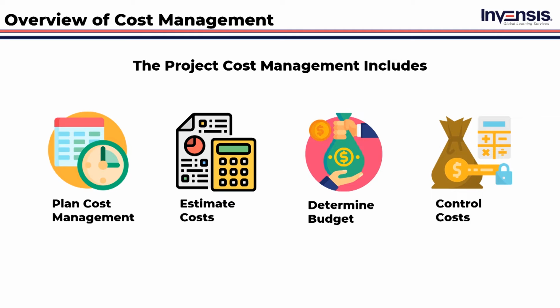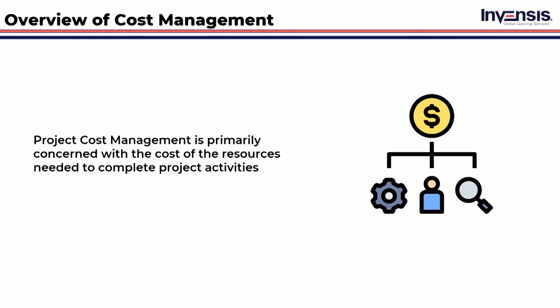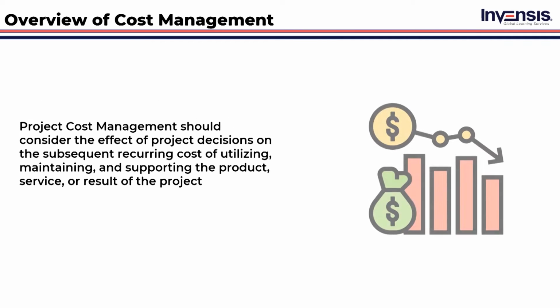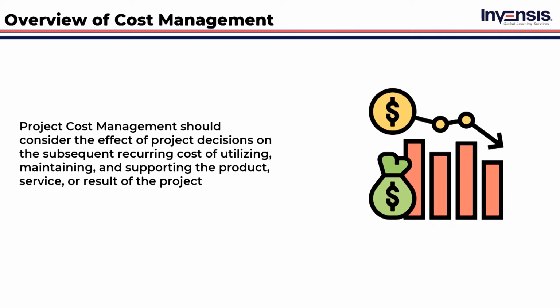Control costs, the process of monitoring the status of the project in order to update project costs and manage changes to the cost baseline. Project cost management is primarily concerned with the cost of the resources needed to complete project activities. Project cost management should consider the effect of project decisions on the subsequent recurring cost of utilizing, maintaining, and supporting the product, service, or result of the project. This is all about the overview of cost management. Now, let us start with the processes of cost management.